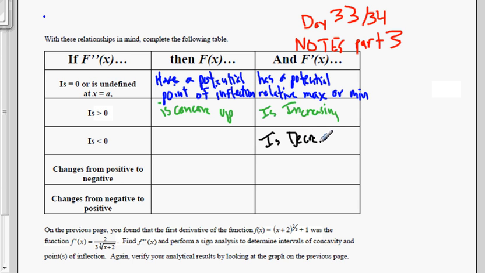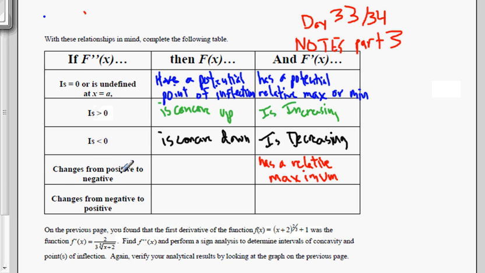We knew that when we were going from the first derivative to the original function. Now we're just talking about it between the second derivative and the first derivative. If the first derivative is decreasing, then the original function is concave down. So the conclusion is, if the second derivative is less than 0, then the original function is concave down.